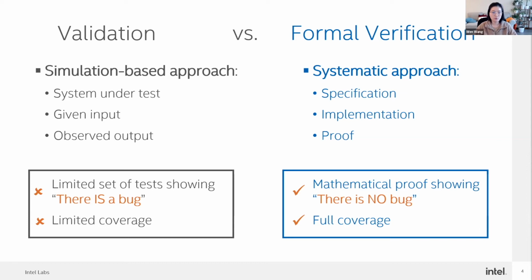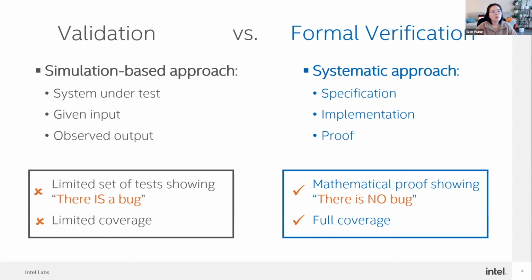You have, first of all, very importantly, the specification, which specifies what is the intended behavior of your system. The second part is the implementation, which you would like to verify against the formal specification. And in the end, you should have a proof, a formal proof showing you the correctness.